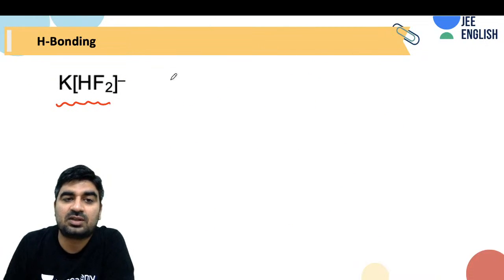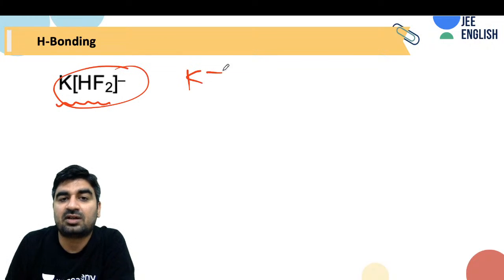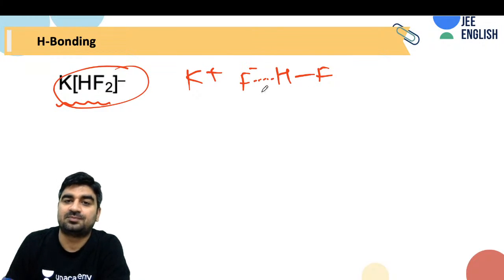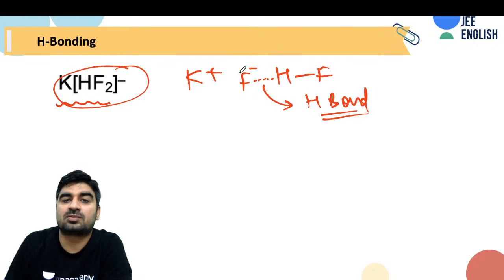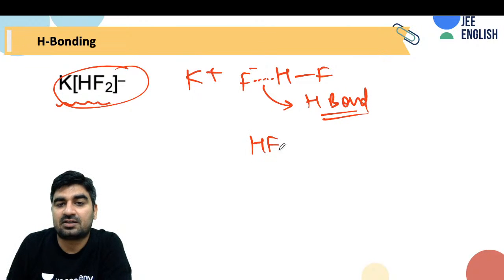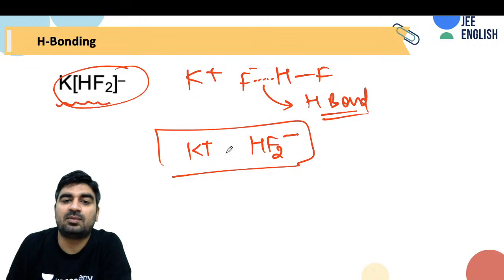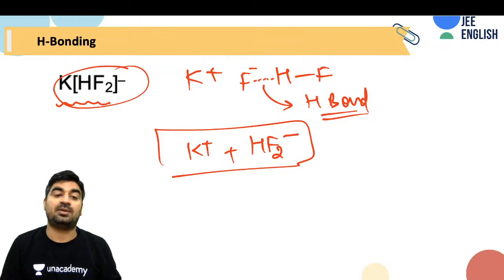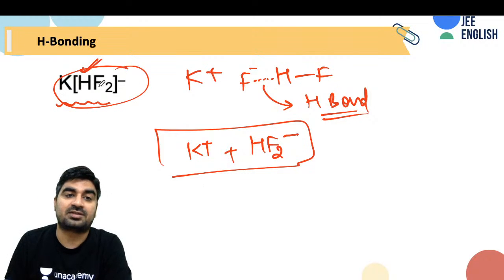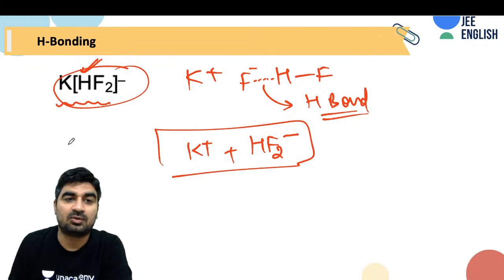So I just discussed with you what KHF2 is. This is an ionic compound, and HF is a covalent compound, and one F minus will form a dotted line. So this is forming the hydrogen bond I have already discussed. Due to this bond, I can write it as HF2 minus and K plus. When they are mixing, they will be forming the ionic bond. Got it? So many times you might be asked why this compound exists, but this compound does not exist.